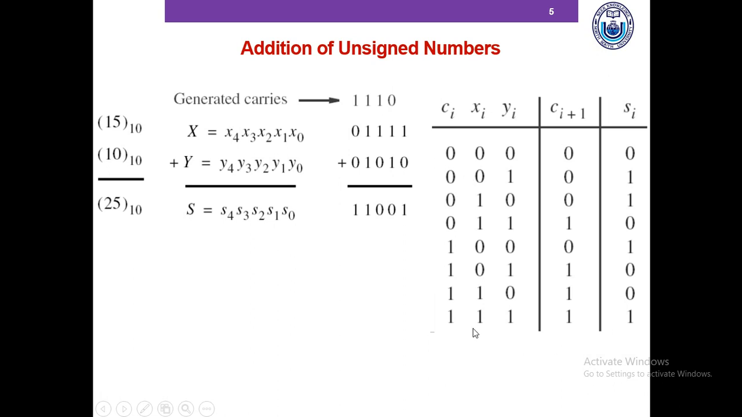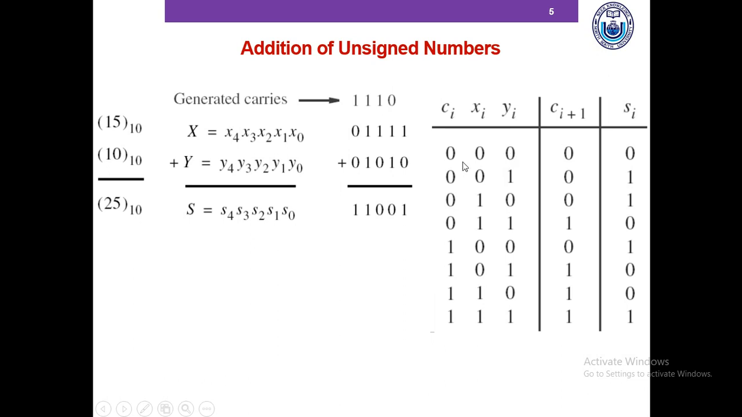So to construct the truth table, now these are all binary numbers, Ci, Xi, Yi. What I've done is that I have written all possible combinations of Ci, Xi, and Yi, 0, 0, 0 to 1, 1, 1, that is 0 to 7. And in order to generate the sum and carry, I've just summed these 3 numbers.